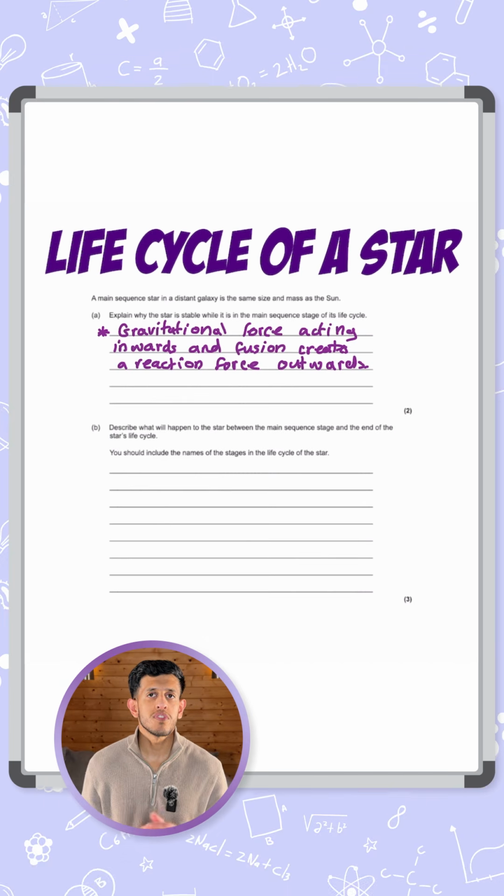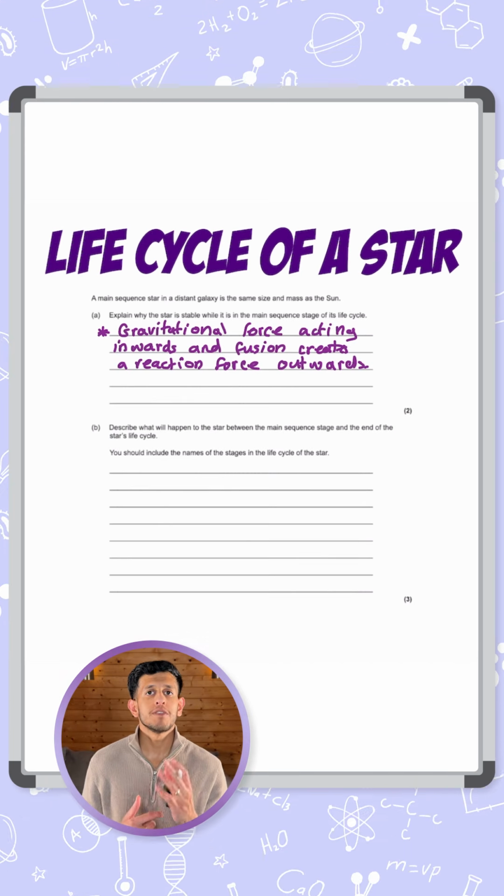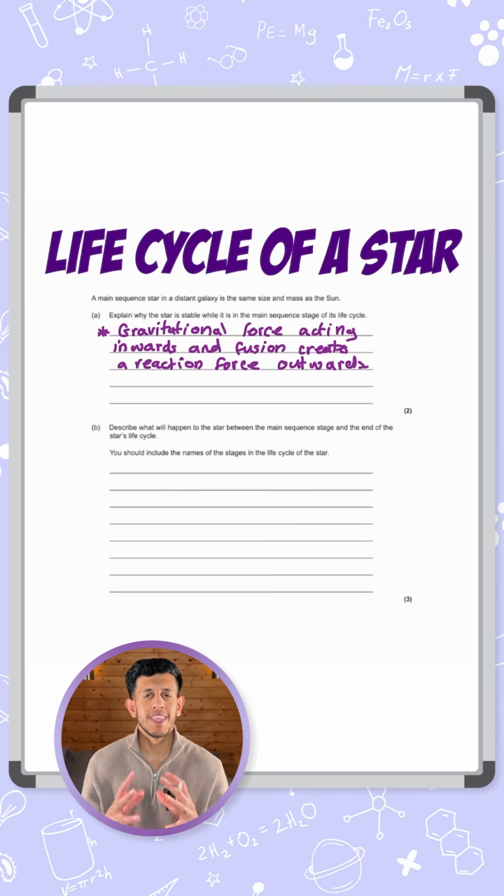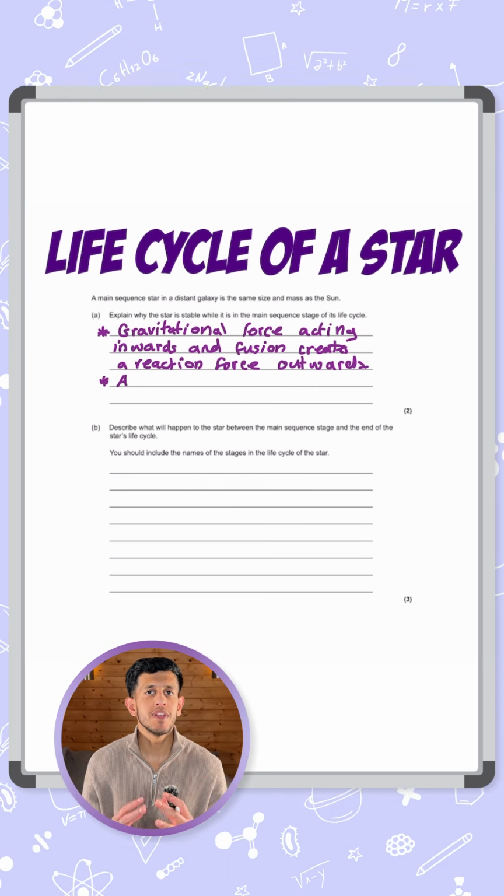So if there are these 2 forces, one acting in and one acting out, for it to be stable, for the second mark, we just need to say that they are balanced or they're in equilibrium. So then there's no general movement outwards or inwards, they're just balanced.